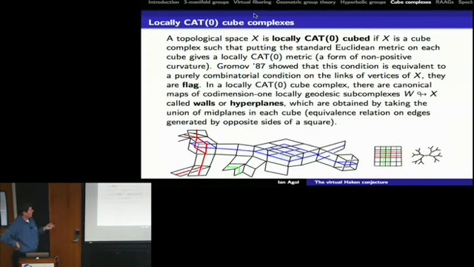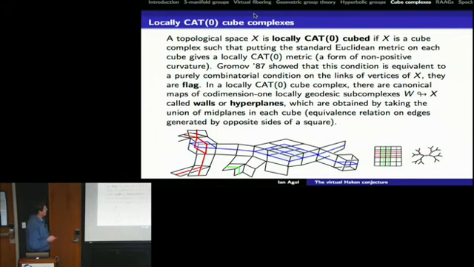But what Gromov found, though, is that there's an equivalent condition, a purely combinatorial condition that I'll give. Namely, that the links of the vertices are flag. So if I take the cube and I chop off a little corner, then I get a simplex of one lower dimension. If I take the link of a vertex, you get that by chopping off a little neighborhood of a vertex, and that's going to be a simplicial complex. And what Gromov observed is that those should be flag complexes. I'll state on the next slide what that means.